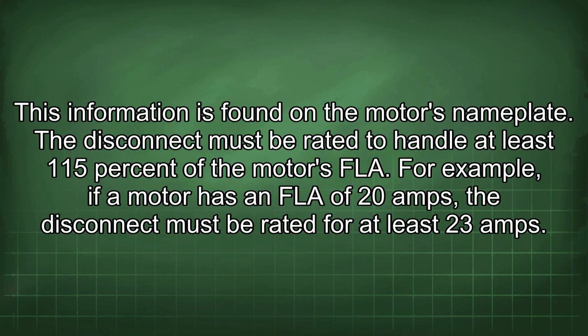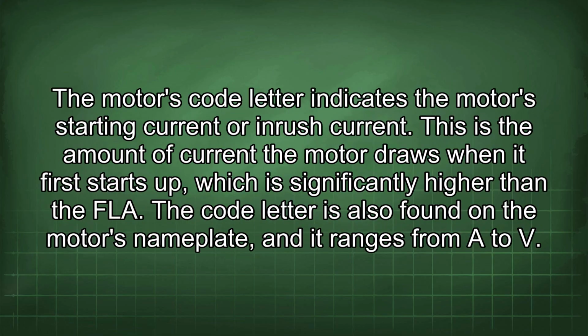The disconnect must be rated to handle at least 115% of the motor's FLA. For example, if a motor has an FLA of 20 amps, the disconnect must be rated for at least 23 amps. The motor's code letter indicates the motor's starting current, or inrush current.